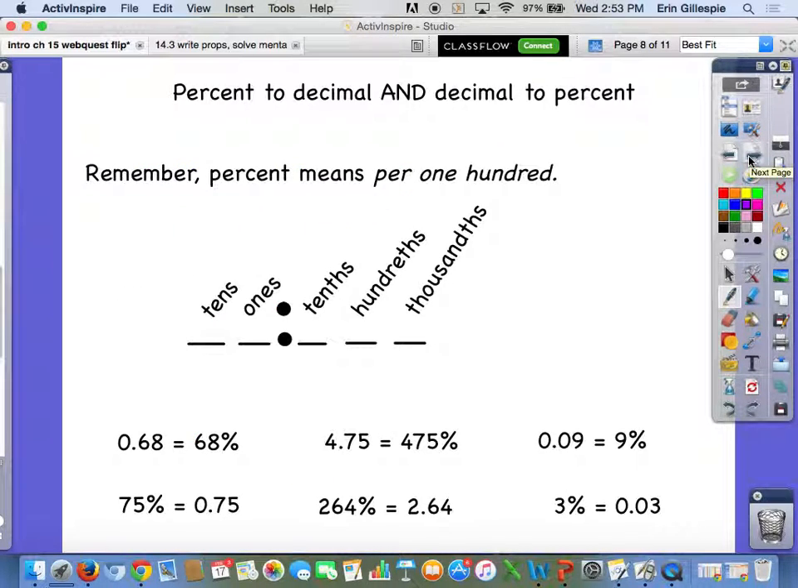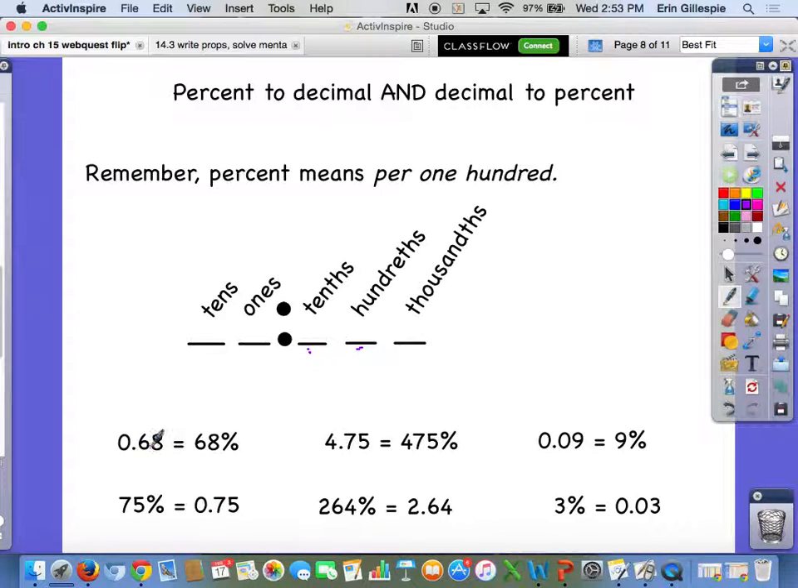Percent to decimal and decimal to percent. So remember at the beginning of this video and back when we did this in chapter 5, percent means per 100, and we also have place value. That's hundredths, right? 2 places past the decimal. So remember that, 2 decimal places, okay? Look at all these examples of decimal to percent or percent to decimal.